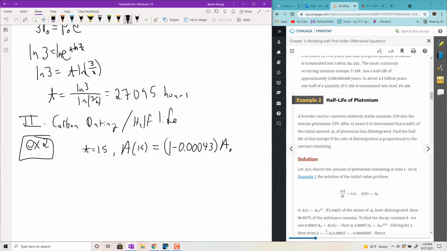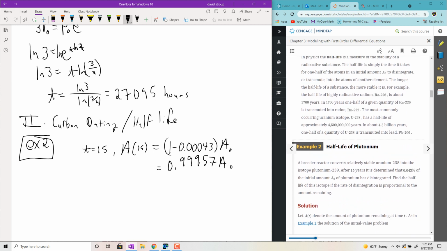Okay. So if you just put in 0.00043 times a sub 0, that would mean that very little of it is left. But what they're saying is only 0.043% of it has disintegrated, right? So there's still a lot of it left. So 99% of it is left. And if you subtract 1 minus the point, that's what you get, like 99%, right? So let me subtract that real quick. 0.00043 is 0.99957 a sub 0. Okay, great.